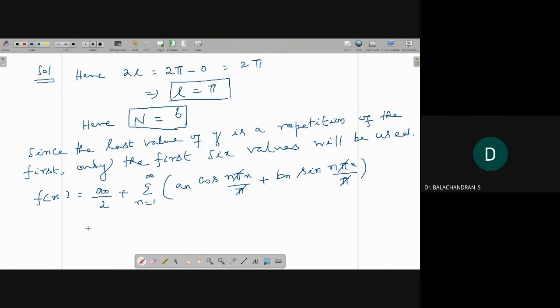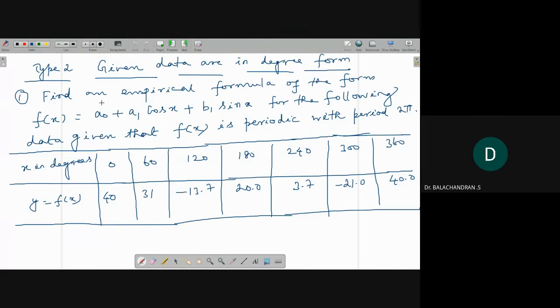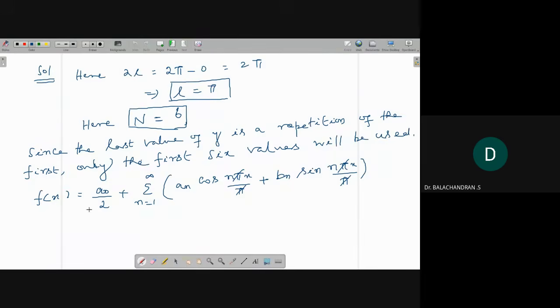So I need only what? I need only the constant term and first harmonic. So that's why I'm going to write a naught by 2 plus n equal to 1 is what? A1 cos x plus b1 sin x. So this is enough. So now what is a naught? What is a1? What is b1?